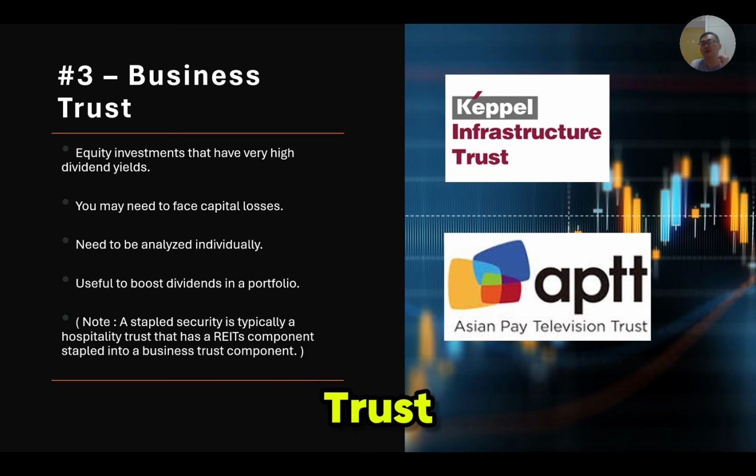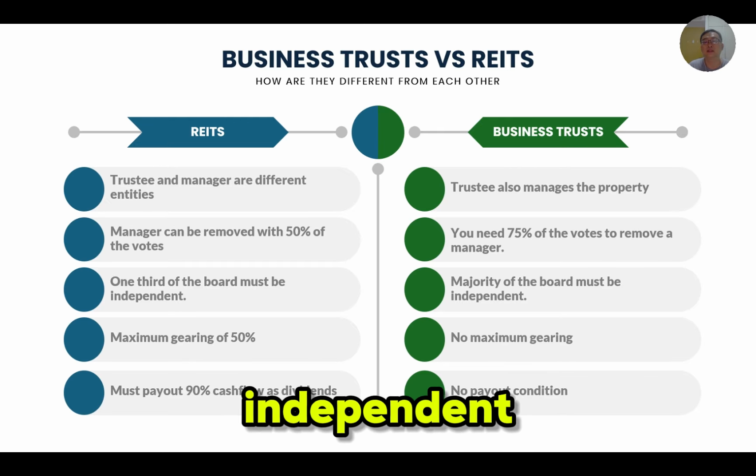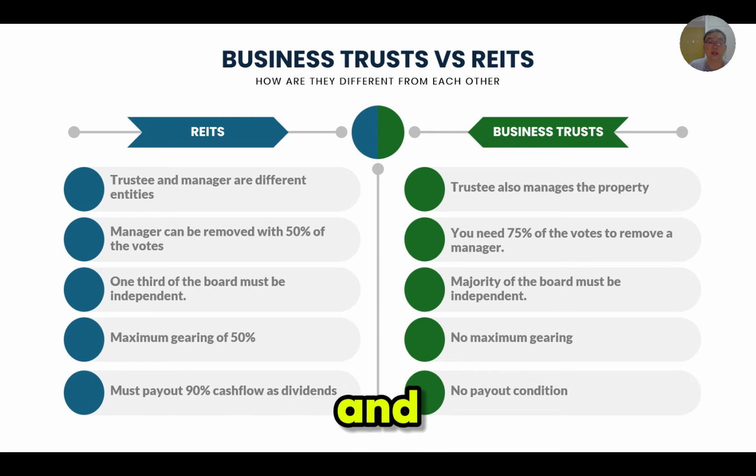Capital Infrastructure Trust, I think at the moment yields more than 8%, and Asia Pay Television Trust is close to a double-digit yielder. What's the difference between a business trust and a REIT? When it comes to a real estate investment trust, the trustee and manager are different entities. The manager can be removed with 50% of the votes. One third of the board must be independent. There's a maximum gearing of 50%, and you must pay out 90% of cash flow as dividends. So real estate investment trusts have done very well because of these rules.